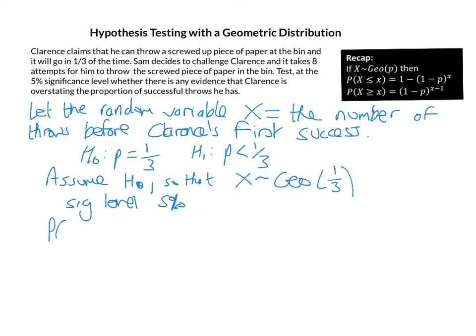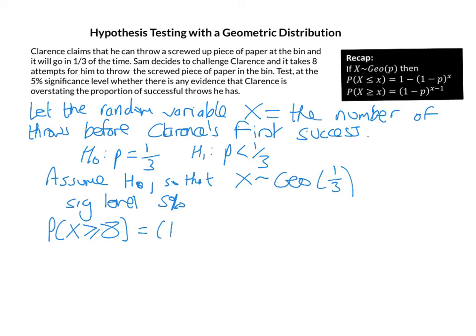We need to find the probability that X is greater than or equal to 8. 8 is higher than it should be. We'd be expecting 3, really. We should expect 3. That would be the average. But 8 is a lot more. So we're going to say, well, what's the probability that it's 8, or even more extreme, or even worse than that? How likely is Clarence to get into this region of 8 or above? And we need to say, well, is this 5% or less?